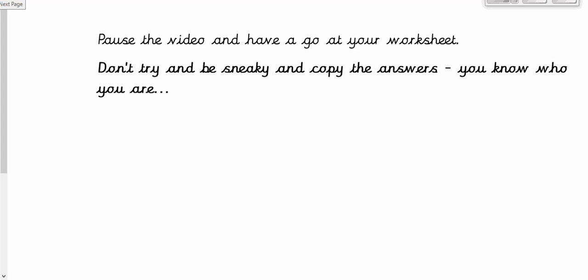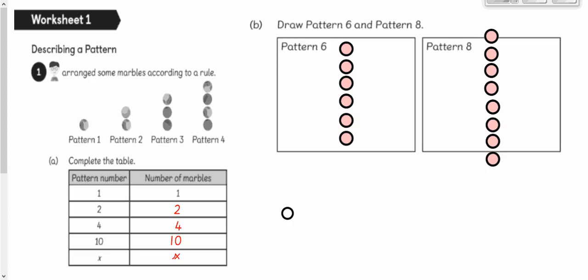And welcome back after the pausing. So we're going to go over the answers now. Obviously, you've got the answers on the website, but if you want me to show you how we get to those answers, we're going to crack on with it. So worksheet number 1, here it was. So describing a pattern. So this boy here arranged some marbles according to rule. Pattern 1, 1 marble. Pattern 2, 2 marbles.